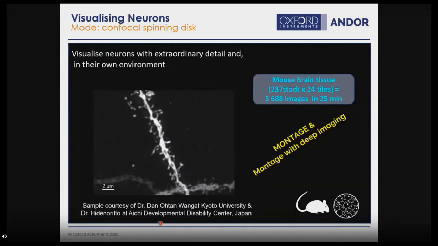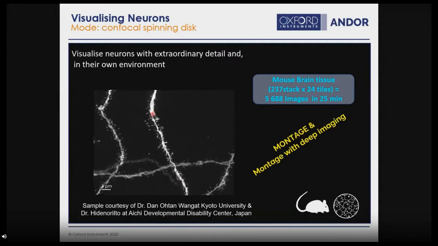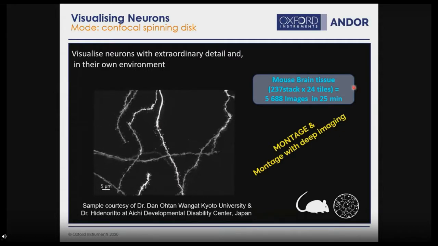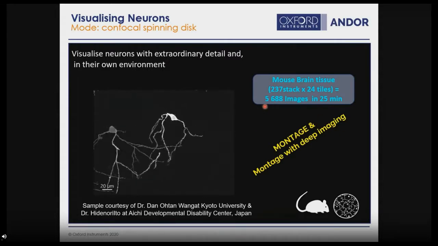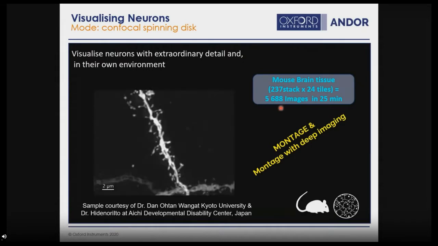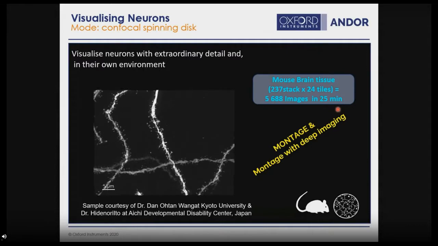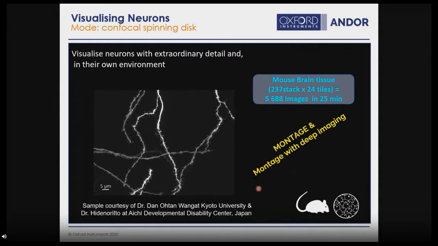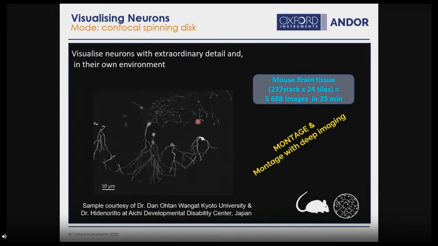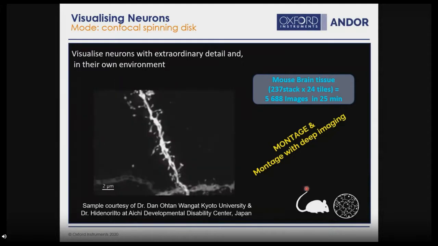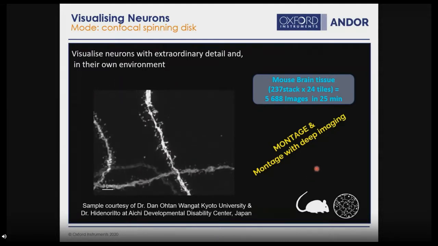And for example, in this case, where we image the neurons in mouse brain tissue, you can see this was more than 5,500 images acquired in 25 minutes. So you have montage and montage with deep imaging, and you can see the neuron and the neuron integrated with its neighboring cells.